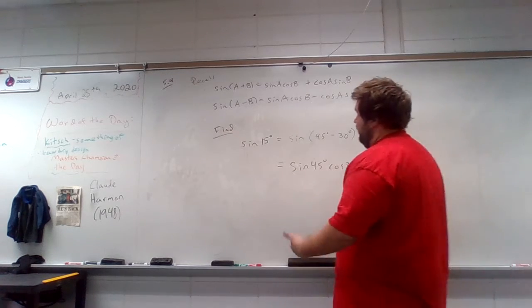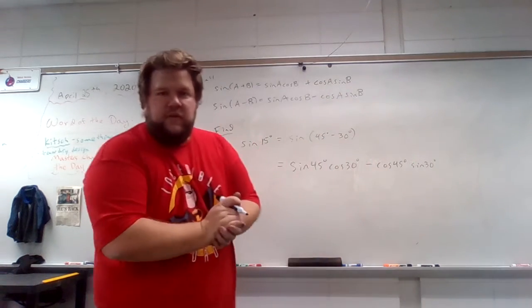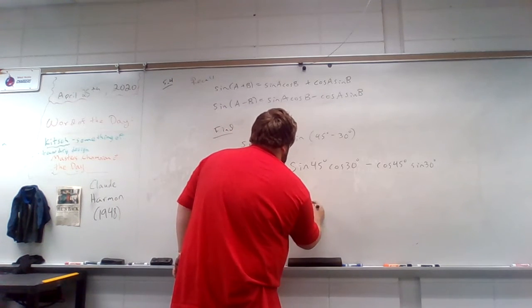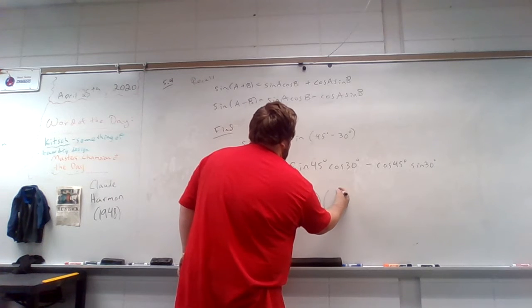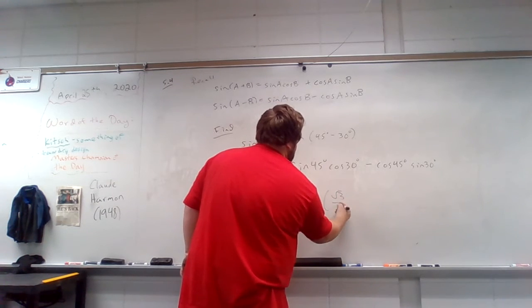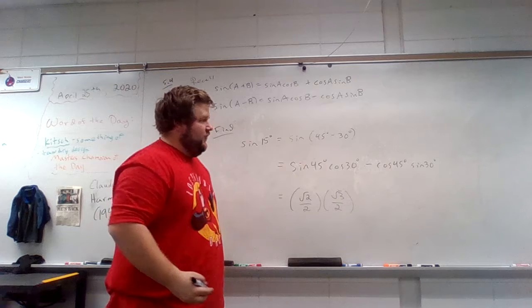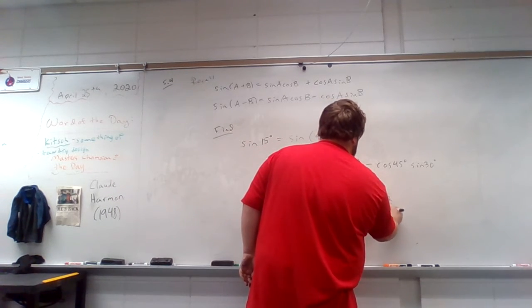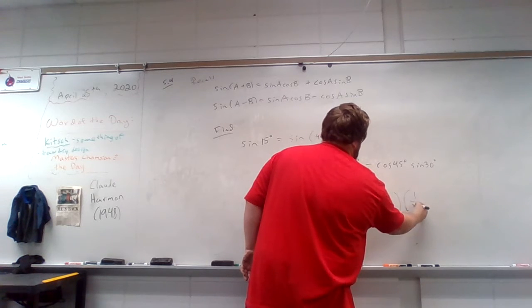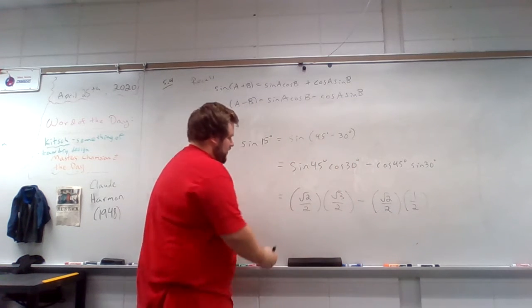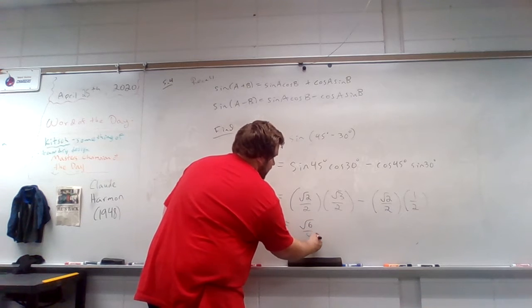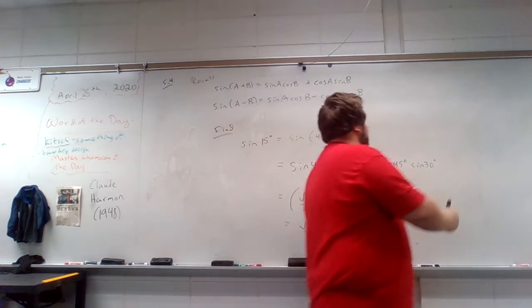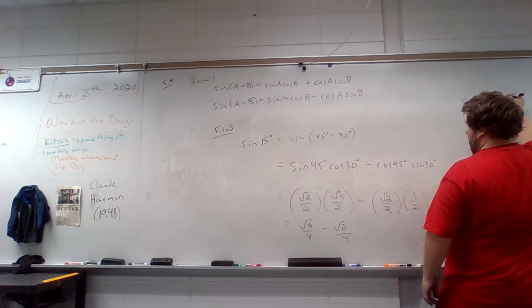Now, remember with this, we're trying to find the exact value. So sine of 45 is root 2 over 2. Cosine of 30 is root 3 over 2. Cosine of 45 is root 2 over 2. And sine of 30 is 1/2. So this is root 6 over 4 minus root 2 over 4. And that's root 6 minus root 2 over 4.